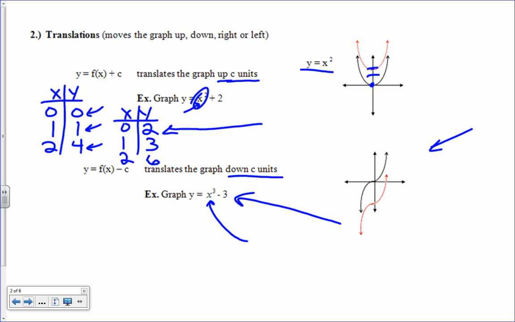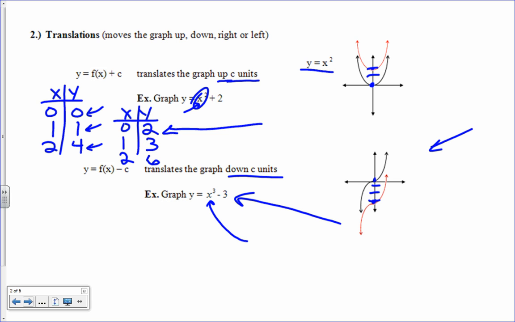Again, what point did I move? That one right there. And down 1, 2, 3. Okay. Everything else remained the same on that graph. Again, that's if it's outside. It moves it up or down, whatever it says. If it's plus 2, it moves it up 2. If it's minus 2, it moves it down 2. Okay. Everybody good so far?